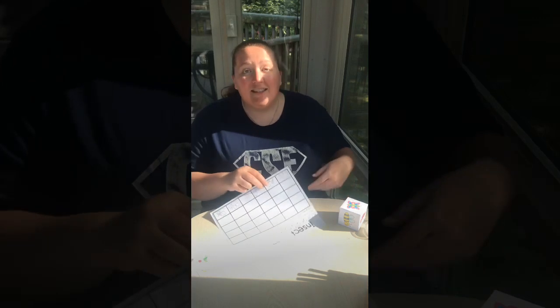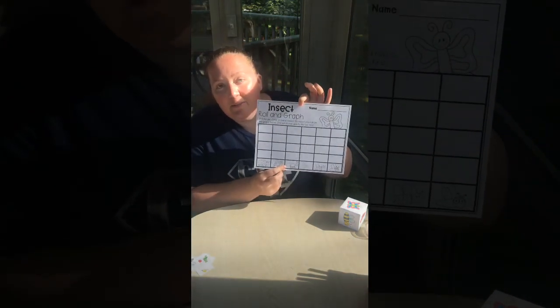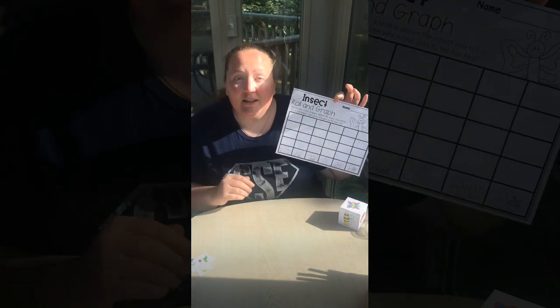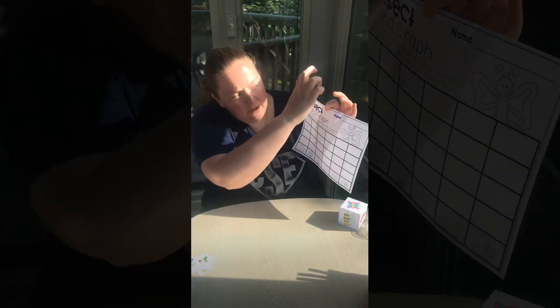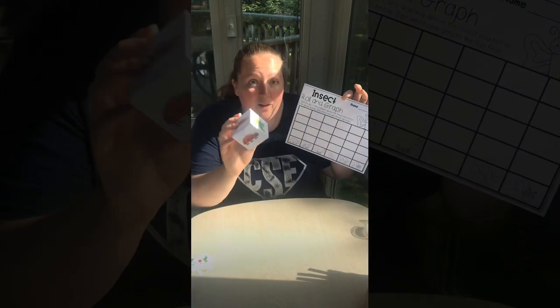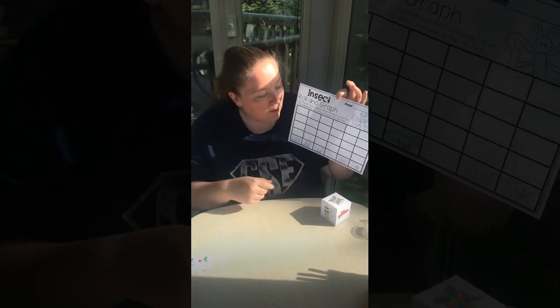For our math activity today, we are going to be making an insect graph. This one is a little bit different than the ones that we've been doing because there's no box up here with all the animals in it. We're actually going to roll and then graph what we roll.